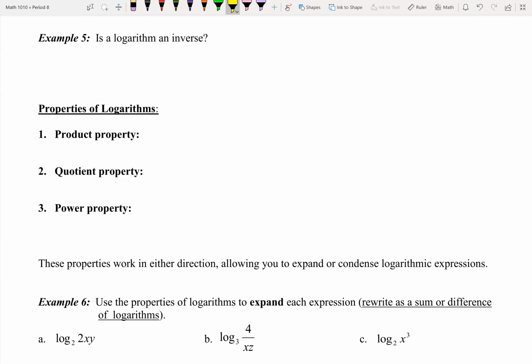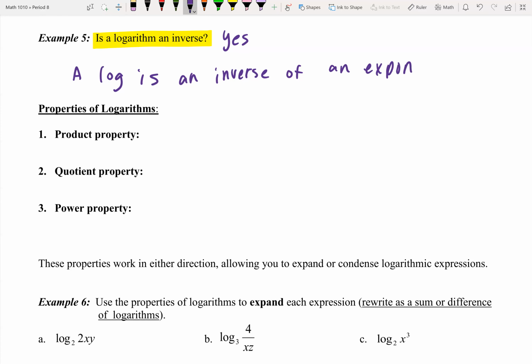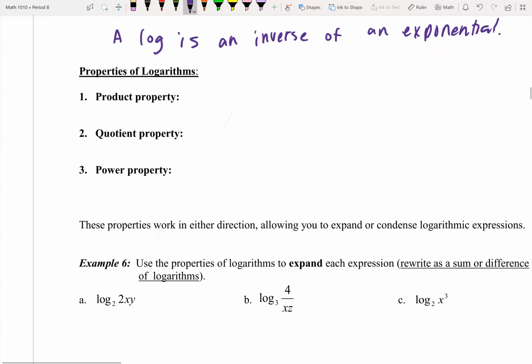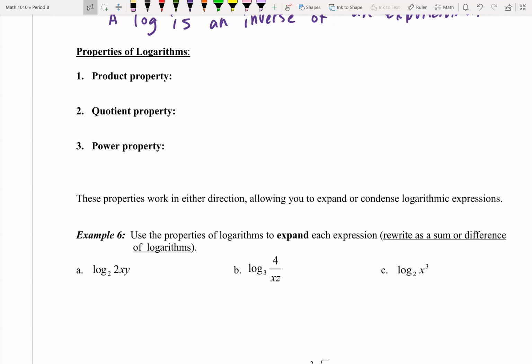Yes or no? Is a log an inverse? Yes. And then let's say a log is an inverse of, finish, an exponential. An exponential is the inverse of a blank, of a log. Good. Okay. The rest of this lesson, I think, is easy.